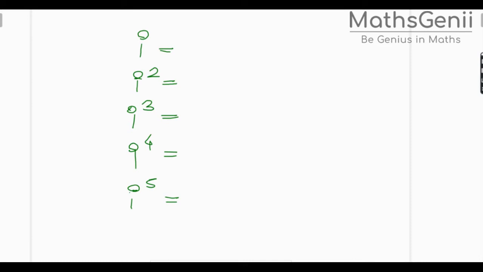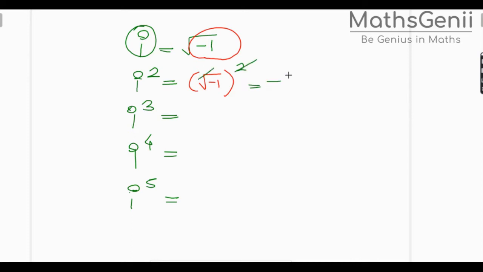Now, if you look at the i value, what did I tell you? What is the value of i? It's square root of minus 1. What will be the value of i square? So in place of i, what am I writing? I'm writing square root of minus 1. And this square as it is. So square root and square get cancelled. The value is minus 1. So what is the value of i square? I square's value is minus 1.